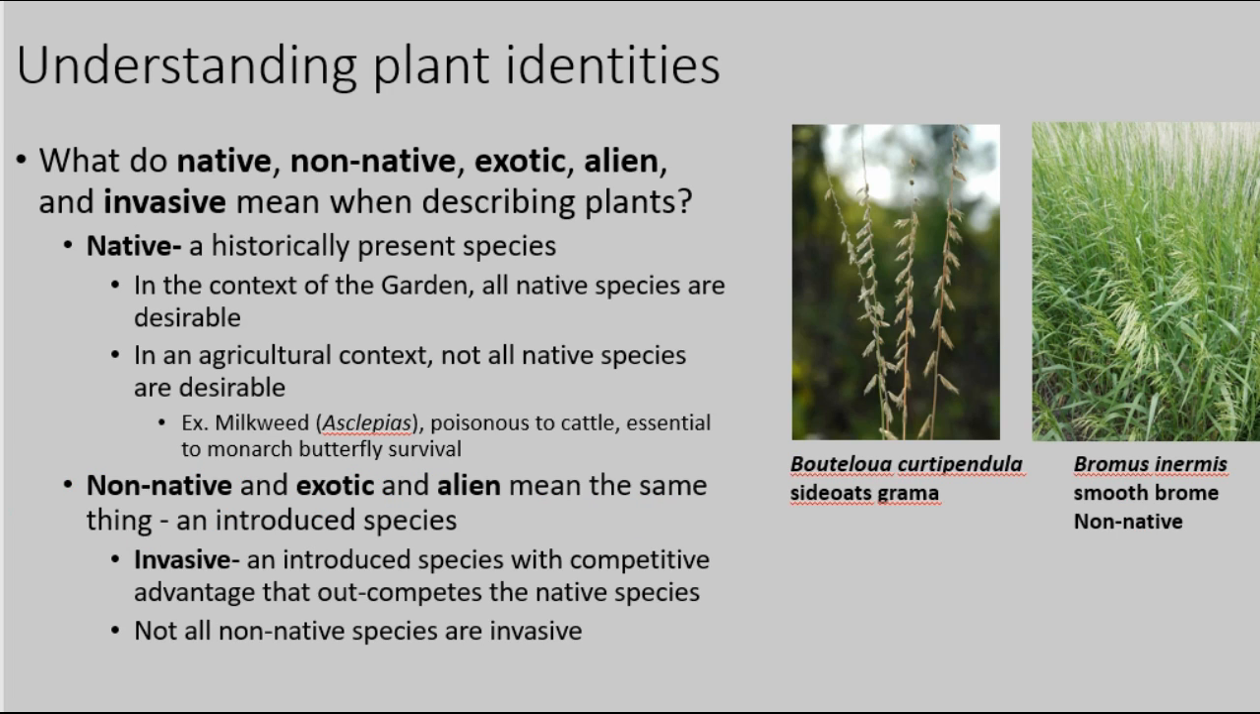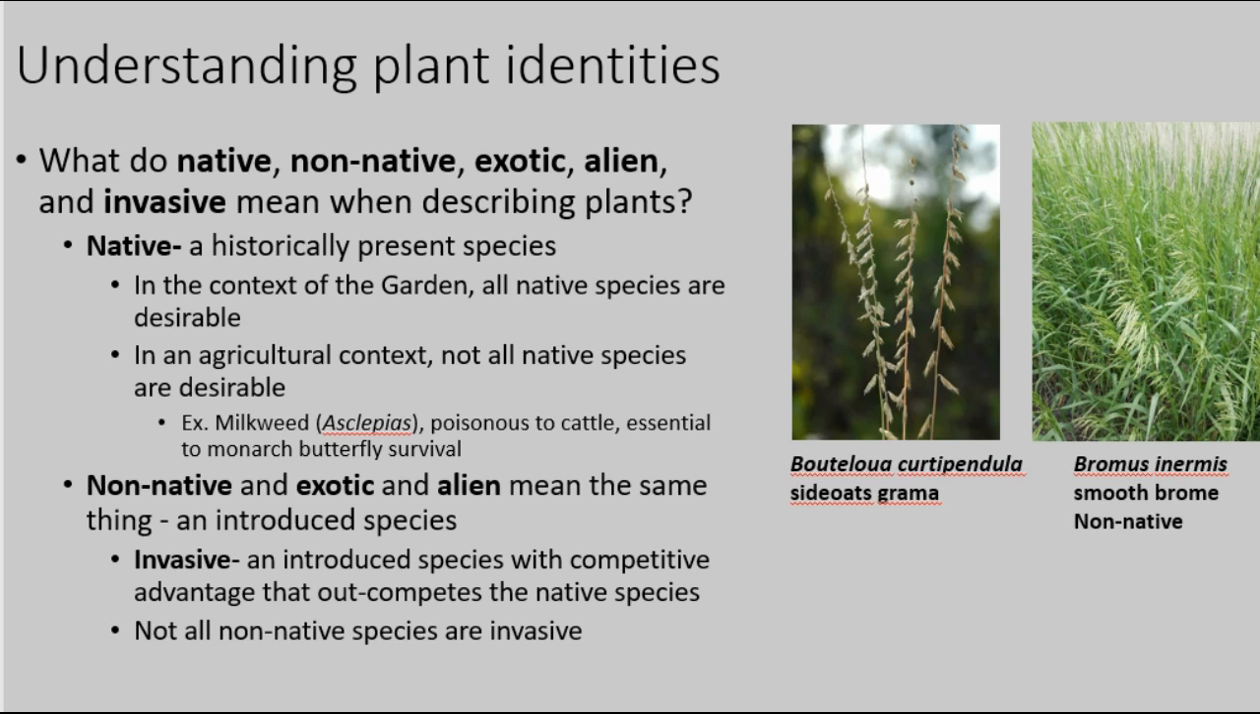Understanding plant identities. What do native, non-native, exotic, alien, and invasive mean when describing plants? Native plants are historically present species. In the context of the garden, all native species are desirable because the land management objectives are to protect the resource and to provide a recreational opportunity. In contrast, for example, in an agricultural context, not all native species are desirable.